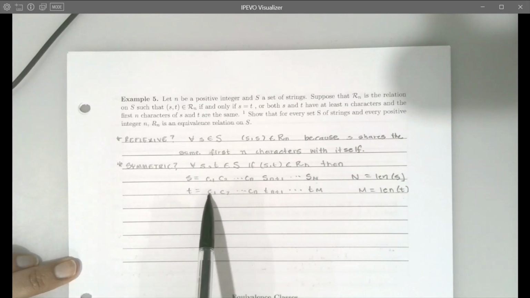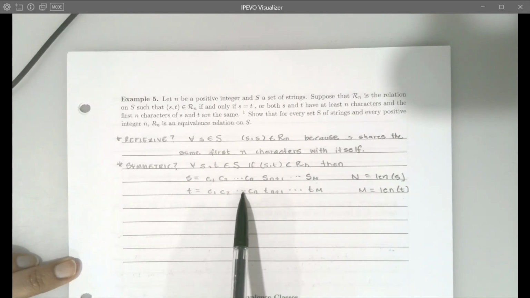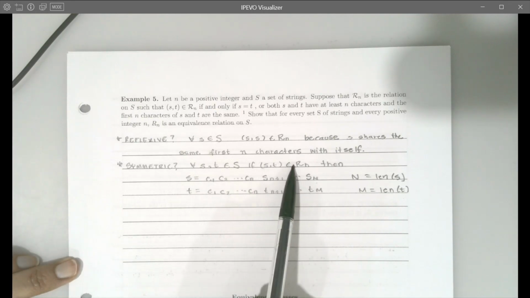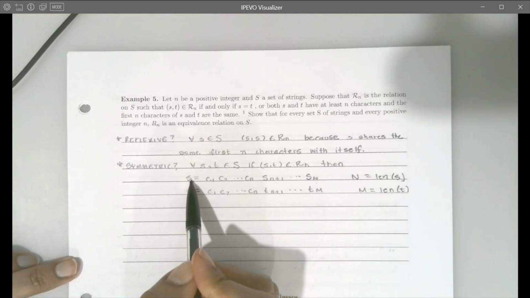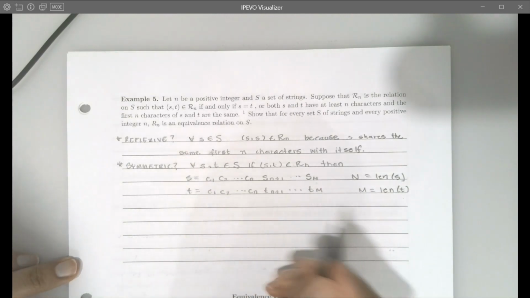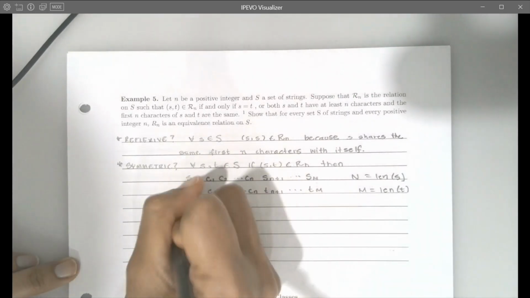But what matters here is that the first n characters are shared in common. And that's what it means for S comma T to be part of the relation. So if that is the case, then it's also true that T comma S is going to be part of Rn for exactly the same reason.